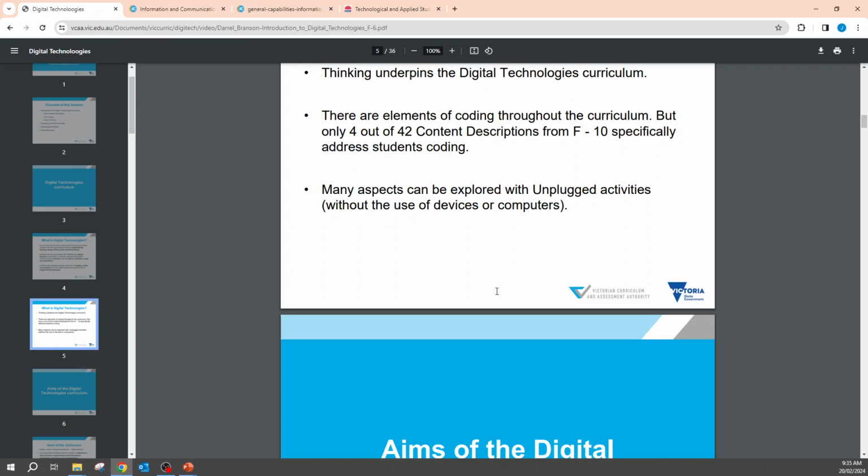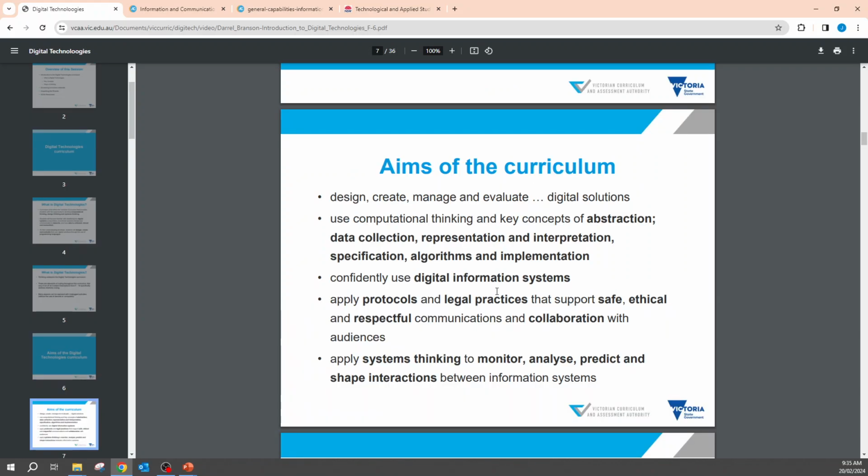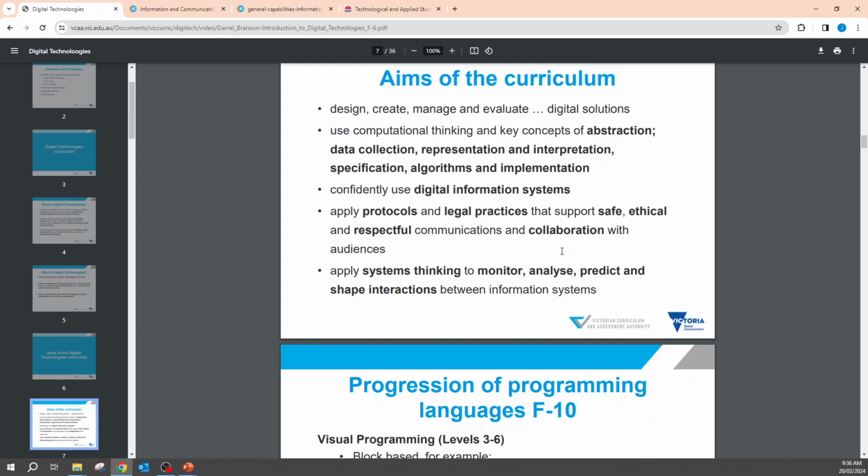We'll move on briefly as well, but you can really see some of the goals here. It's ideas of abstraction, data collection, representation, interpretation, algorithms, which are guides for solving problems. So we can have them through recipes and things like that. So it also doesn't all need to be hypertext transfer protocol, coding kind of stuff, because we don't need to be experts in this.